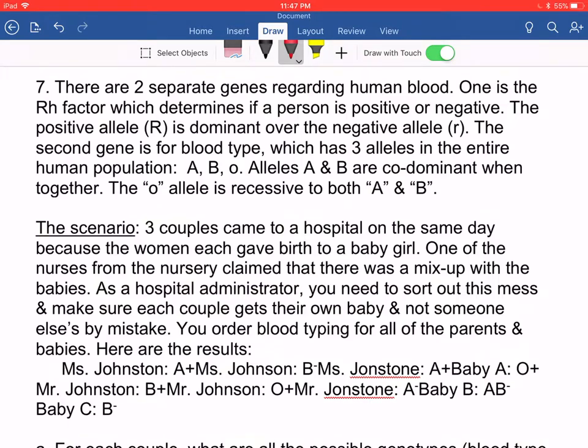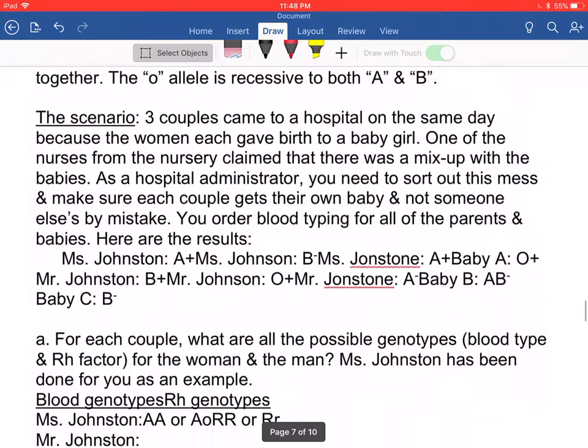The second gene is for blood type, which has three alleles in the entire human population: A, B, and O. Alleles A and B are codominant when together. The O allele is recessive to both A and B. So let's take a look at this scenario.